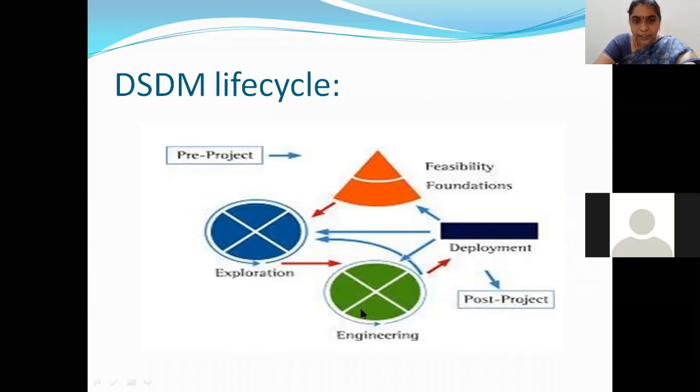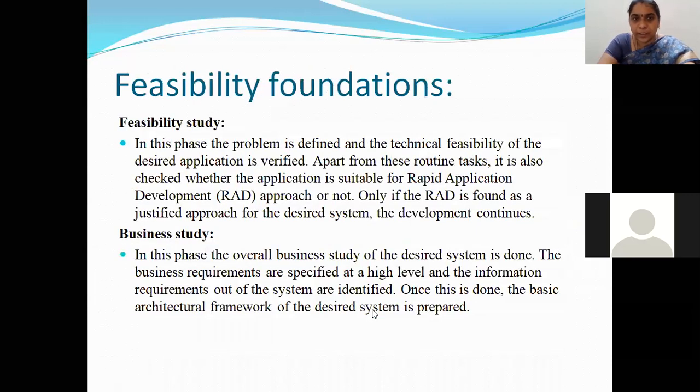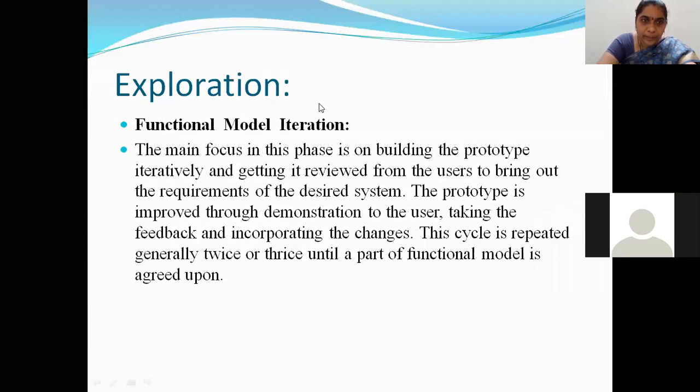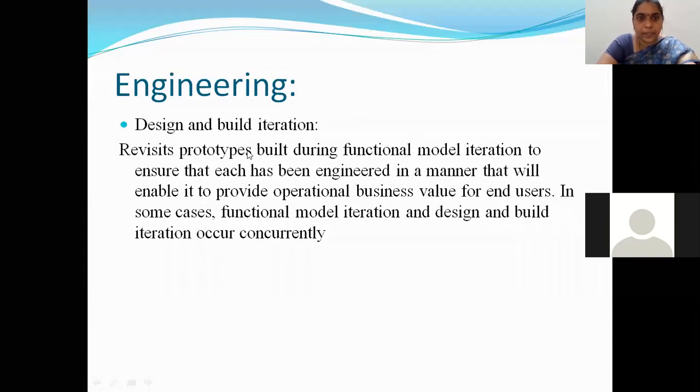Now here is engineering, and this engineering is nothing but the design or build iteration. Engineering, you call it design or build iteration. It revisits prototypes built during the functional model iteration to ensure that each has been engineered in a manner that will enable it to provide operational business values to the end user. It's very simple. Whatever prototype you have prepared in the functional model, which the client agreed, will again be reviewed in this phase also.